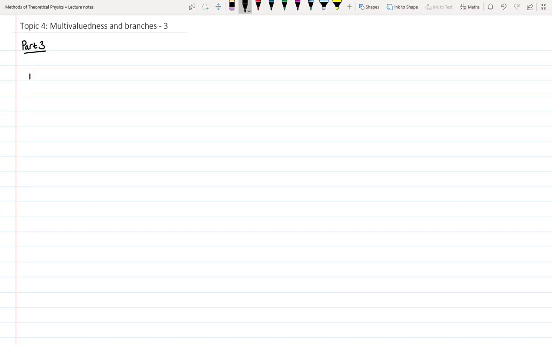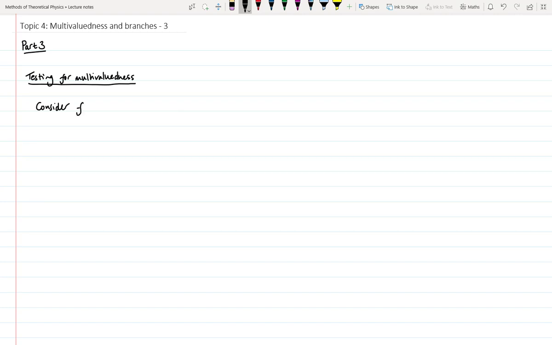In this video, we're going to be looking at how you test a function for multi-valuedness. At the end of the last video, we saw a couple of examples of how to make branch cuts. But in general, how do you figure out where a branch cut should go? We're now going to see that the ideas from the previous video can be extended to functions with multiple branch points. Let's look at an example of such a function.